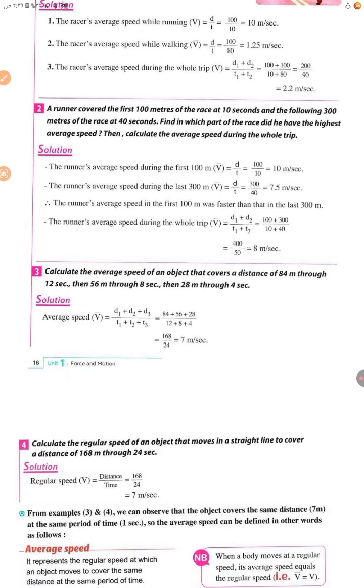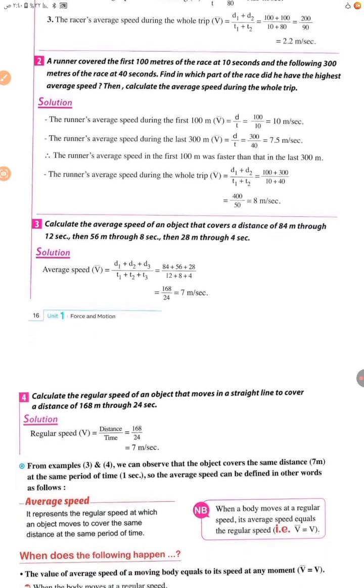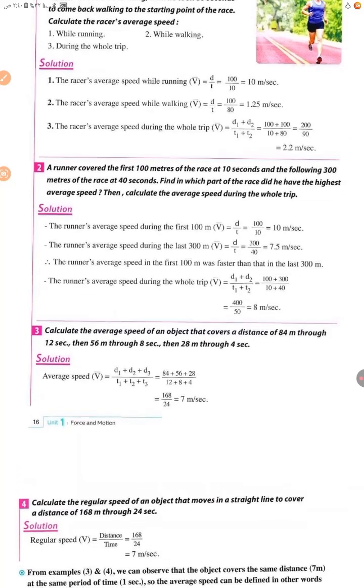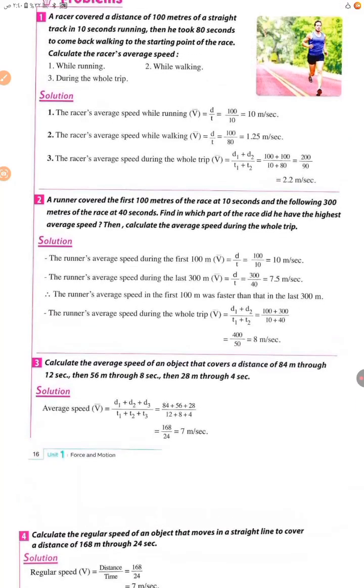A runner covered the first 100 meters of the race in 10 seconds and the following 300 meters of the race in 40 seconds. Find in which part of the race he had the highest average speed. Then calculate the average speed during the whole trip. For the solutions, as long as you have memorized the laws, I substitute directly.